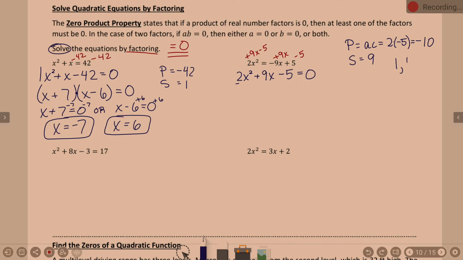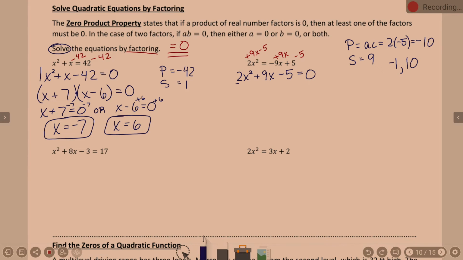Wait, I always get those mixed up. You're not the only one. It'd be negative 1 and 10. Can we agree there? 1 times 10 is 10. 10 minus 1 can be 9, right? In order to multiply to be a negative, I need a positive and a negative. In order to add to be positive, my smaller number is negative. Okay, what do I do with this negative 1 and 10?